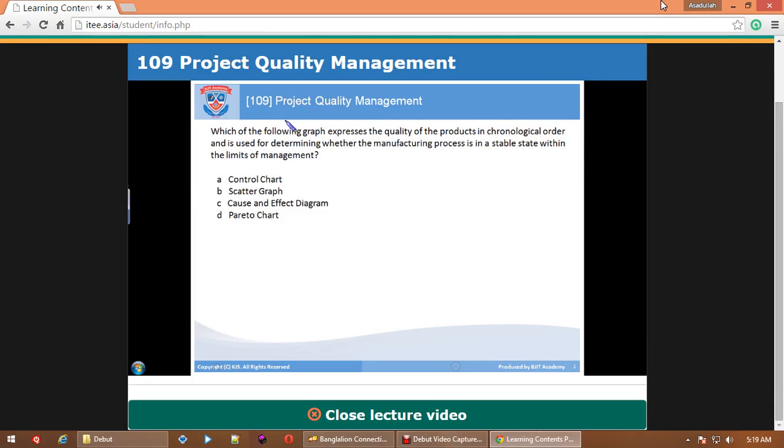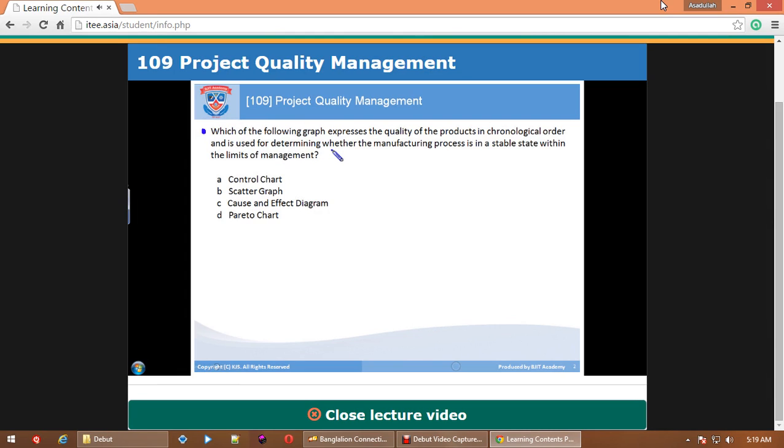We are going to discuss one question from project quality management area. The question is, which of the following graphs expresses the quality of the products in chronological order and is used for determining whether the manufacturing process is in a stable state within the limits of management.